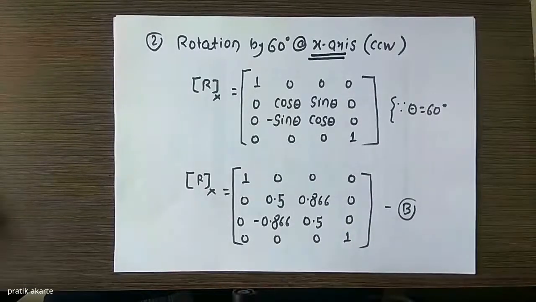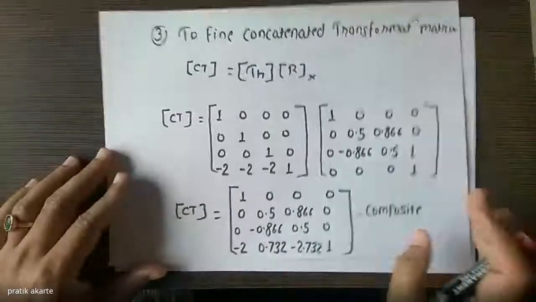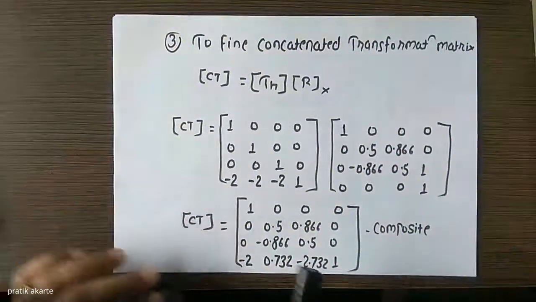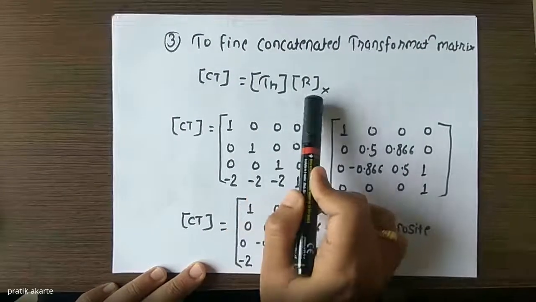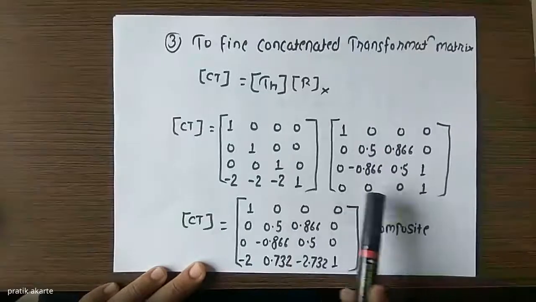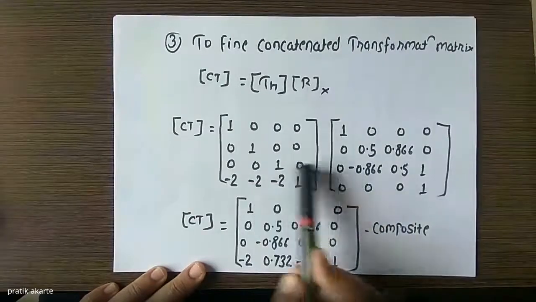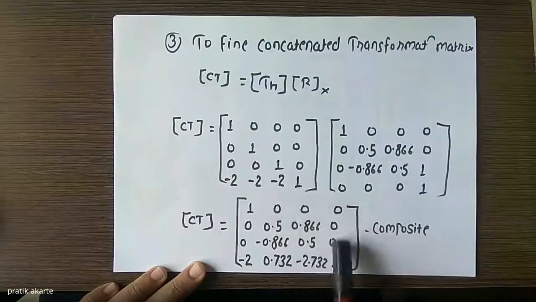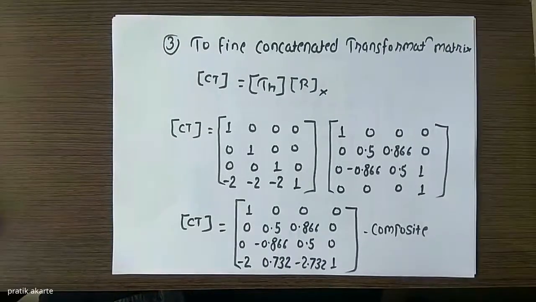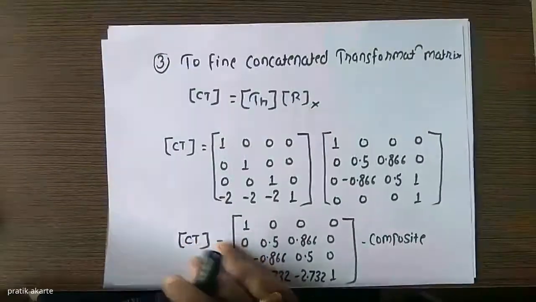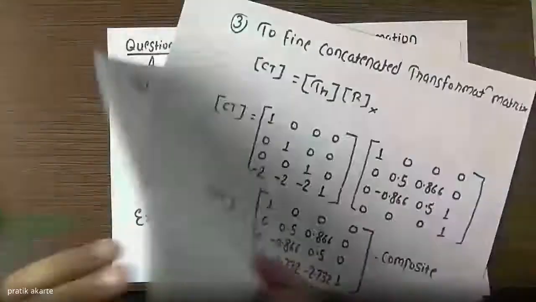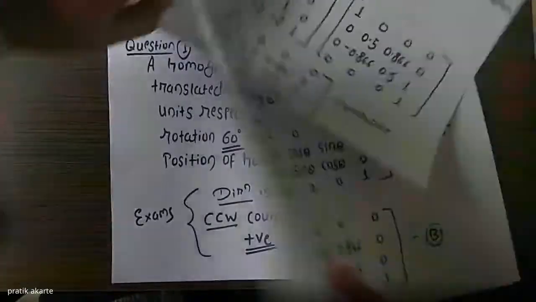Now we'll find out the concatenated transformation matrix, that is composite transformation matrix, which is multiplication of homogeneous transformation into rotation. So we have written all these coordinates over here, and we'll get the composite transformation as this. So the thing we have been given in the problem, yes, only these things are given.